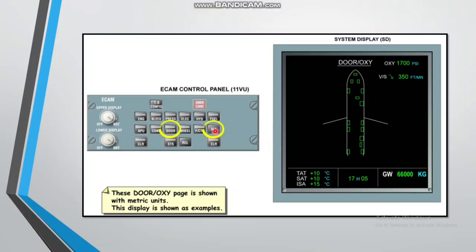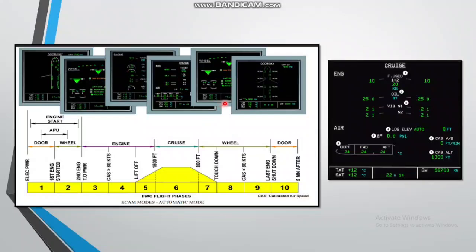Once you are pressing again, within 1 second another system will pop out. So you can change all the pages one by one. You can go through all the systems with this ALL push button. And as I told, this is the cruise phase, and cruise phase will be a combination of three systems. You can see some part of the pressurization, landing elevation, air conditioning system, and engine page. So this is good to know information about your ECAM display.